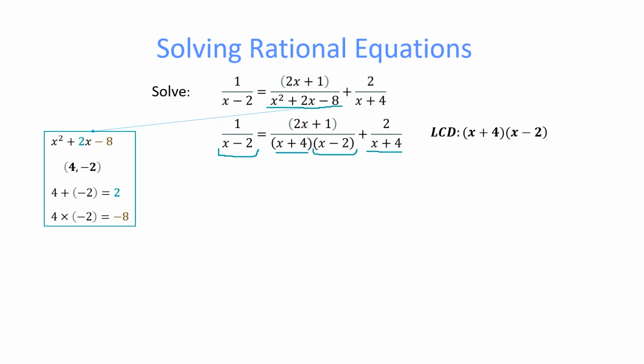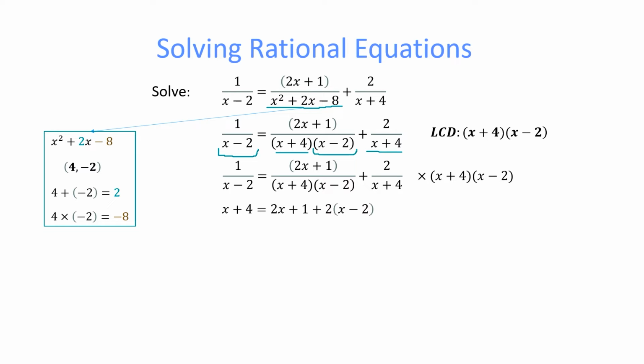So again, as in the previous case, we multiply all parts of the equation by the least common denominator, and the denominators in each of the fractions will cancel. So at the end, we'll end up with x plus 4 equals 2x plus 1 plus 2 times x minus 2. And that's again a linear equation that we just need to solve. So let's move all x's to the left side, all numbers to the right side, and we get that the answer is x equals 7 over 3.